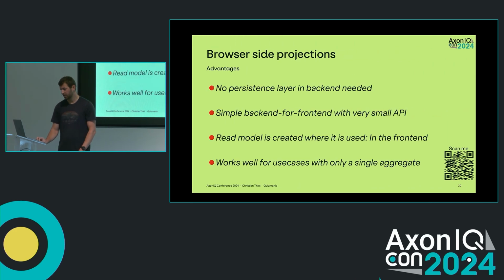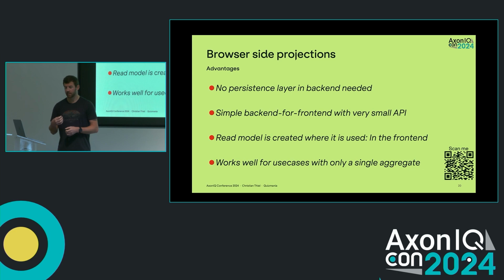Yeah. So what have we seen so far? In my point of view, it has some advantages because when this works, we don't need any persistence layer in the backend for these kind of use cases. It's just a very simple backend for front end. It's a very small API. This one I've programmed in Kotlin with the Spring framework, but when talking about Axon Synapse, it could be in basically any other language like Go, Python, Node.js, or something else.